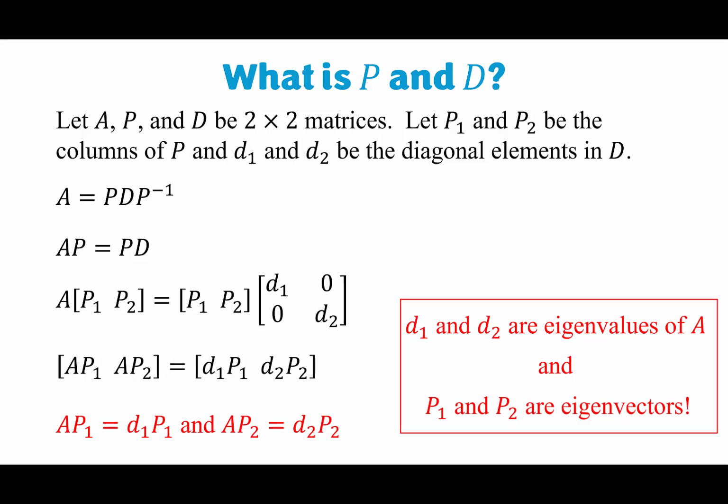And one last note, for a square matrix to be diagonalizable, we need to have one condition met. Can you think of what that condition is?